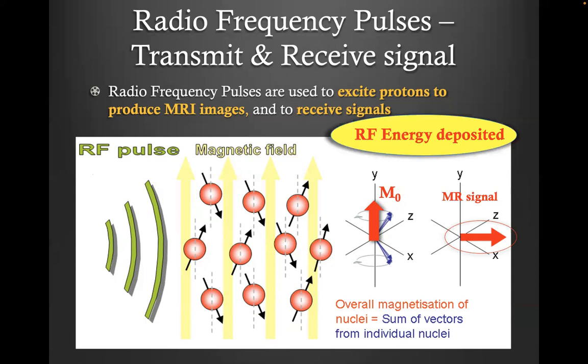But in order to tip these things down, you can imagine that's a lot of energy being deposited. The bigger the anatomy, the more protons there are, and you will need more RF energy to tip these things, right? So if you are doing a body scan, that's a lot more energy than if you're doing a wrist, because that's a relatively very, very small amount of protons for this RF pulse to work on.